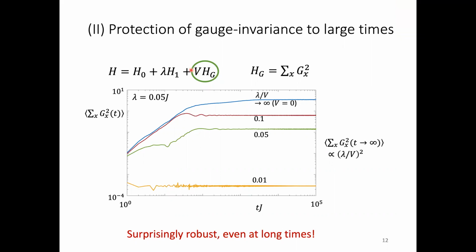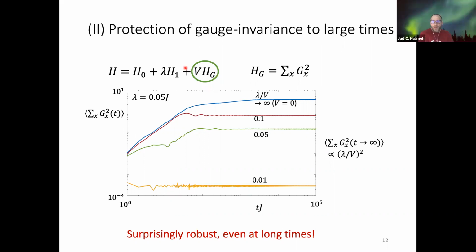Right, but then the energy scales in H naught don't even enter the time scale at which the plateau sits? No, they don't at all. They don't, and they shouldn't, because if you set lambda to 0 and V to 0, then no matter what your energy scales in H naught are, your gauge violation is 0.